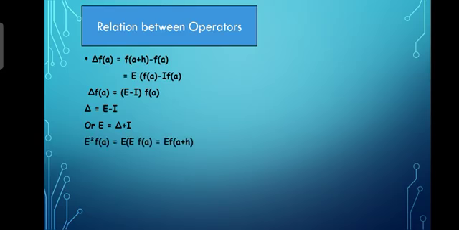Again moving forward, E square f of a. Now we take the square and try to find out E square f of a is equal to E into E f of a, which is E into f of a plus h. Now as you know that E square is equal to E into E, we have written it here. Now moving forward, E into f of a plus h is again equal to f of a plus 2h. Similarly, E cube f of a is equal to f of a plus 3h. As we go on, E raised to n f of a gives the answer f of a plus nh.